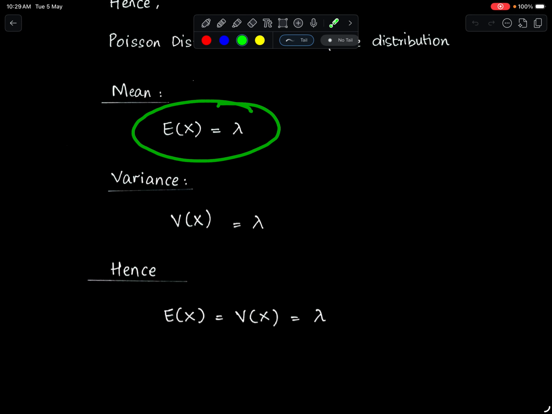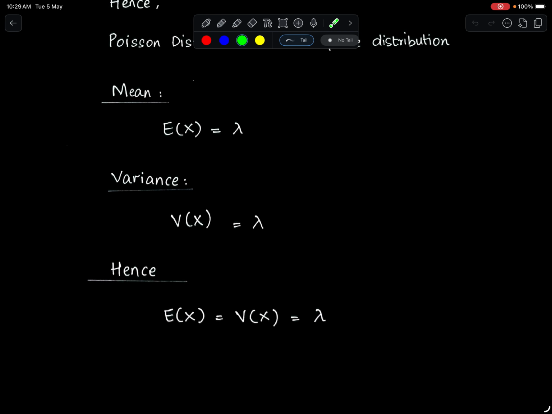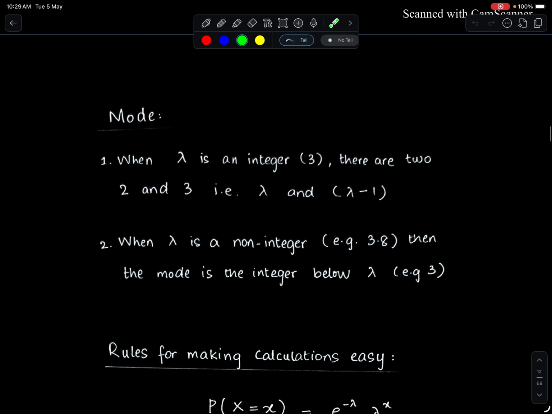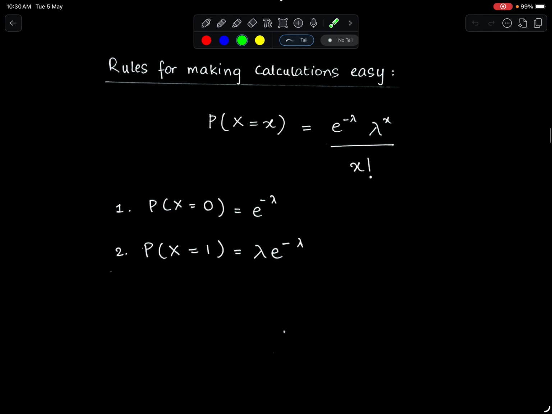The mean of Poisson is lambda and the variance is also lambda. Therefore, mean is equal to variance is equal to lambda. So, if any distribution has the same mean and variance, it can be modeled as a Poisson distribution. To make calculation simple, for probability x = 0 we write e^(-lambda), and for 1 we write lambda e^(-lambda). We got these results through this formula.